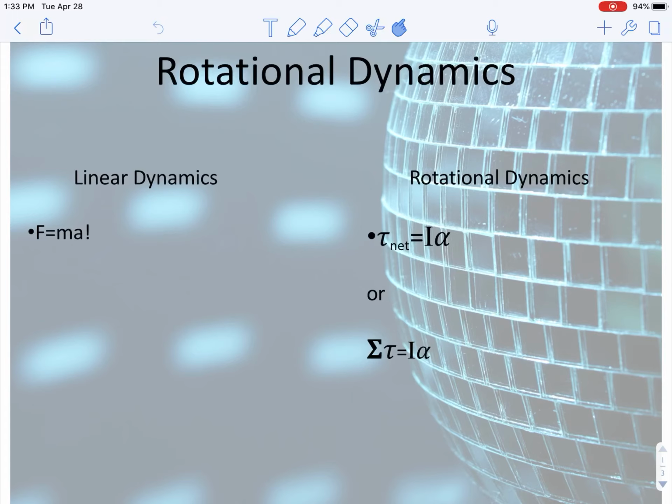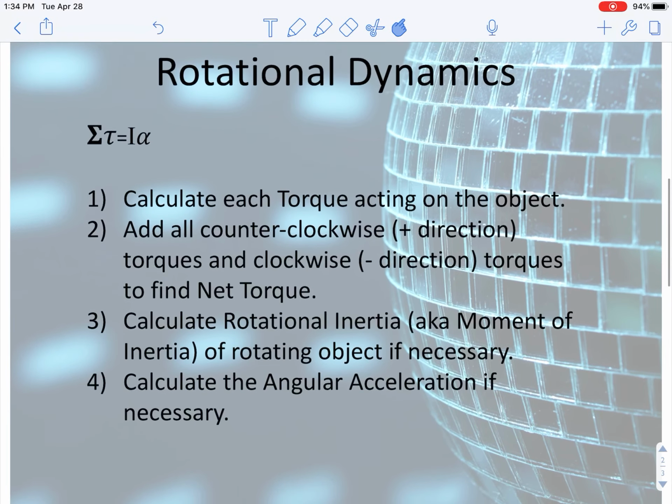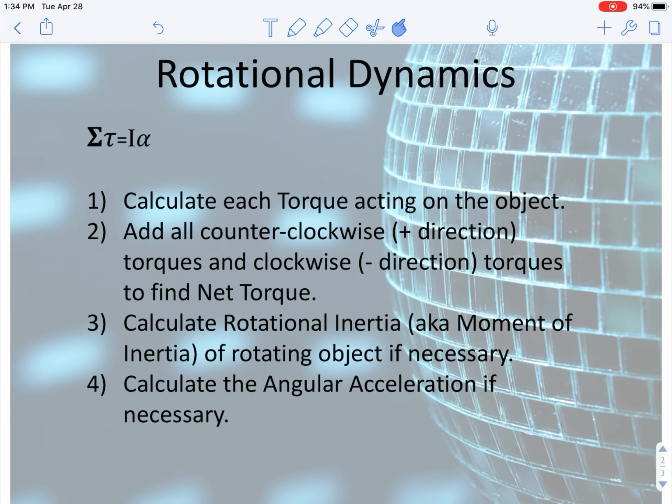This is expressed in the formula as shown here. Net torque equals I multiplied by alpha. Or instead of net torque, we can say the sum of all torques equals I times alpha. There are a few things to consider when using this particular formula. It can be a little bit more complicated than F = ma because there may be a few more calculations that you might have to do in a particular situation.